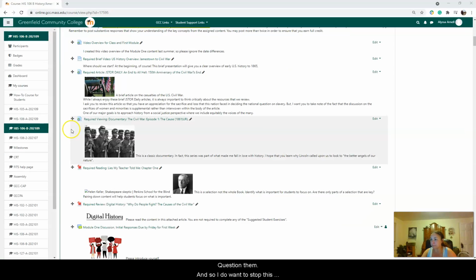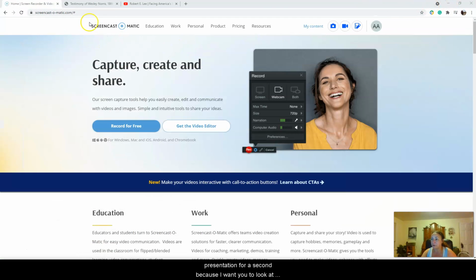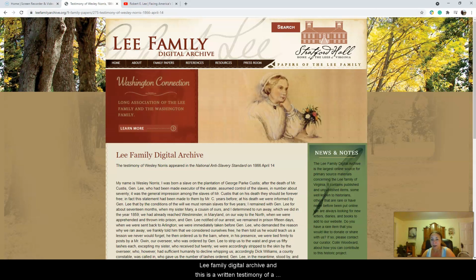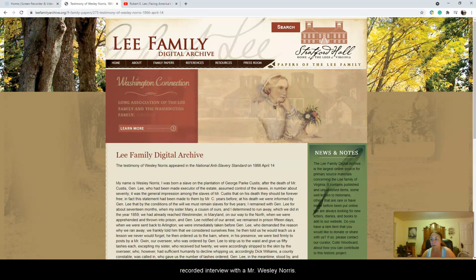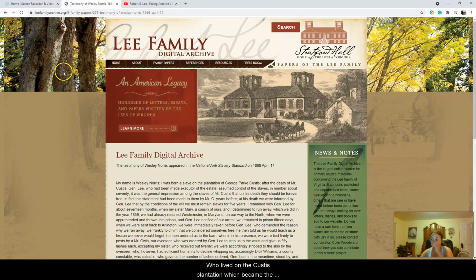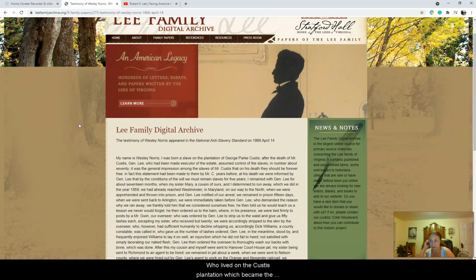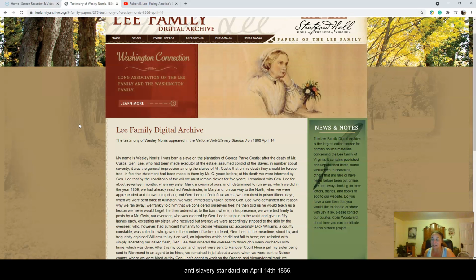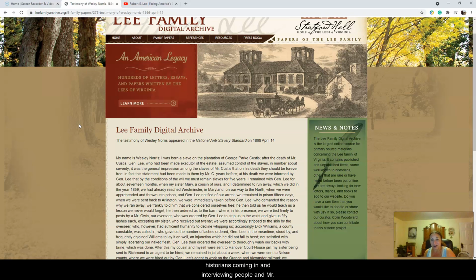And so I do want to stop this presentation for a second because I want you to look at another document. This is a document from the Lee Family Digital Archive, and this is a written testimony of a recorded interview with a Mr. Wesley Norris, who lived on the Custis Plantation, which became the Lee Plantation. This document comes from the Lee Family Digital Archive and was recorded by the National Anti-Slavery Standard on April 14th, 1866, and that is after the Civil War. And you have now these oral historians coming in and interviewing people.